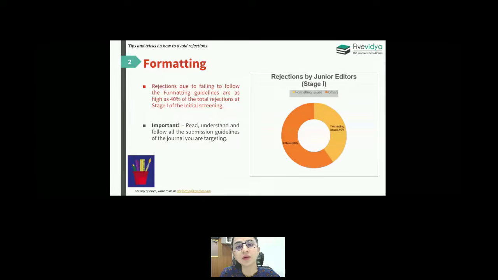Next comes the point of formatting, which is the editorial part, as this is the basic point which can lead to rejection at stage 1 itself. So you should be careful while making a manuscript, like you should be careful of the formatting guidelines which your journal is providing you. So it is very important to read, understand and follow the submission guidelines of your target journal, as this can lead to 40% of rejections at stage 1 itself. So be very careful while preparing your manuscript.